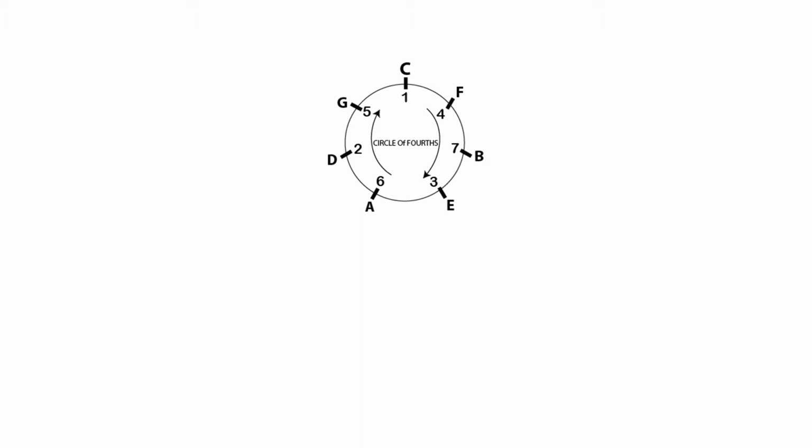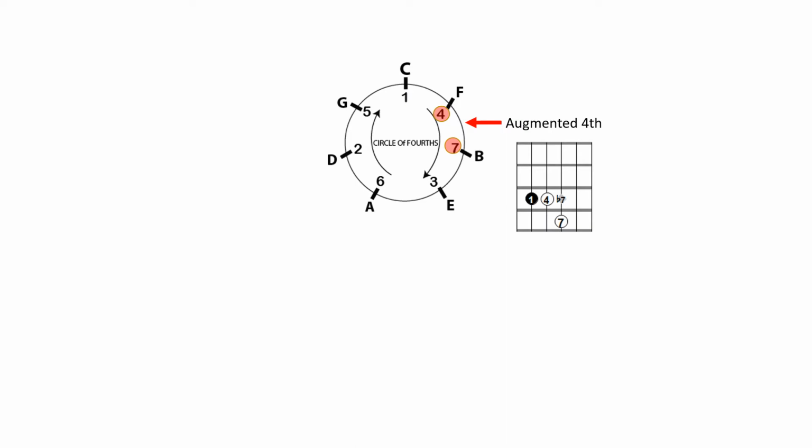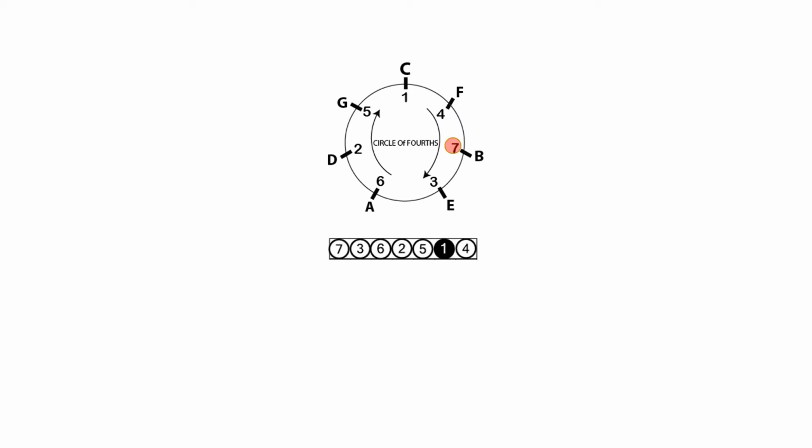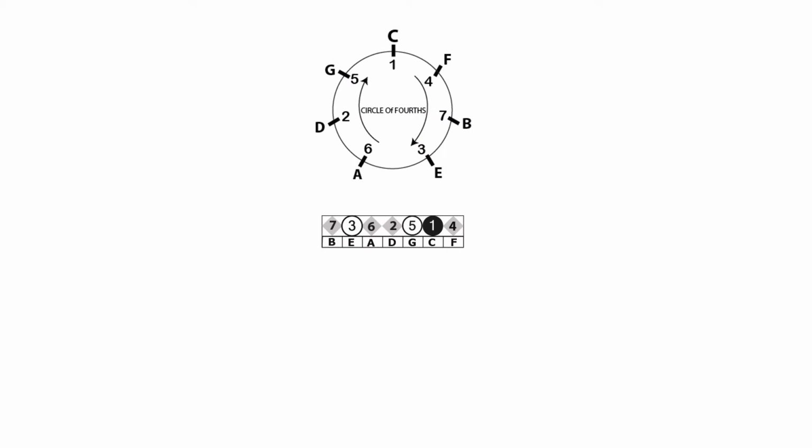The notes and intervals of the C major scale are shown clockwise on the circle of fourths below. Take note that moving up in fourths from the root produces an augmented fourth, 4 to 7, while starting the pattern from 7 yields perfect fourths. Chord tones 1, 3, and 5 are represented in circles on the chart, whereas non-chord tones are represented in gray diamonds. We can identify adjacent fourths as 1 to 4, 3 to 6, and 5 to 1.